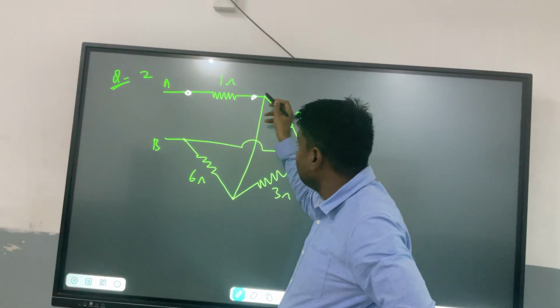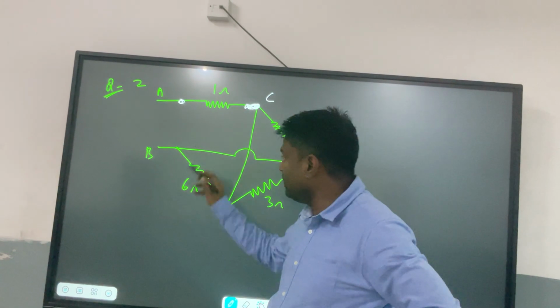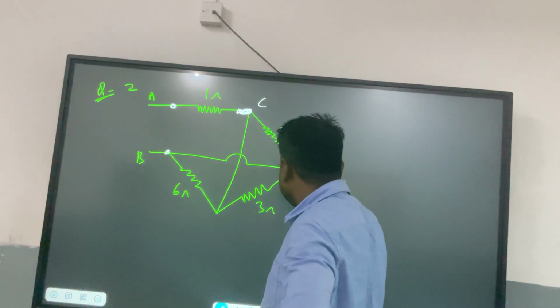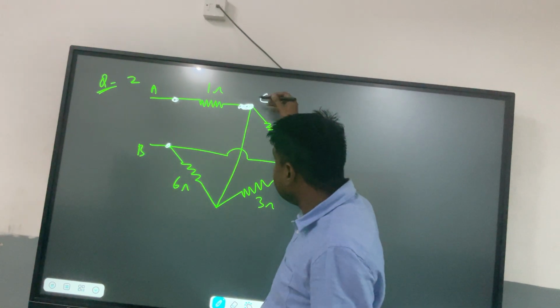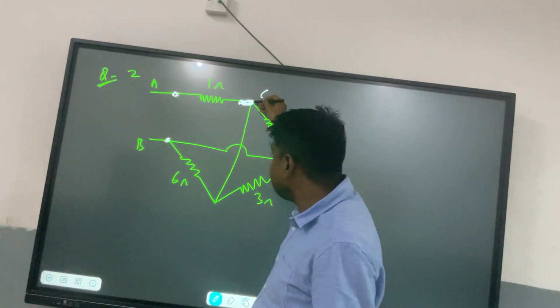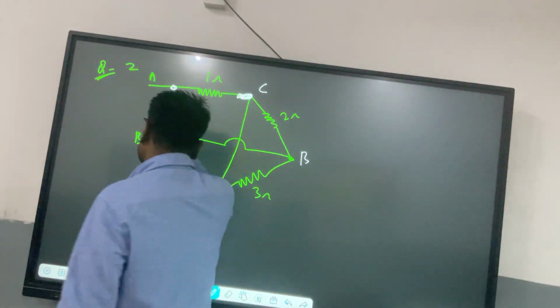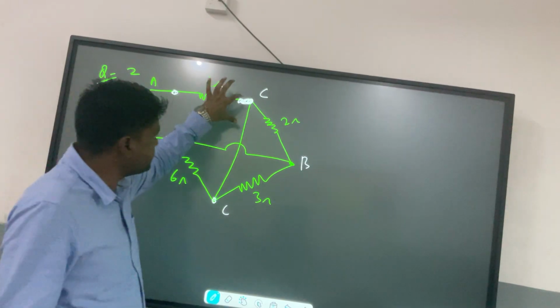So we should take one extra node here, that I can call C. Because if this is B, the same potential should be here, B, but B cannot transfer to B. So with the short circuit approach, this node is C. Now there are three nodes: A and B are the target terminals and the extra node is C.